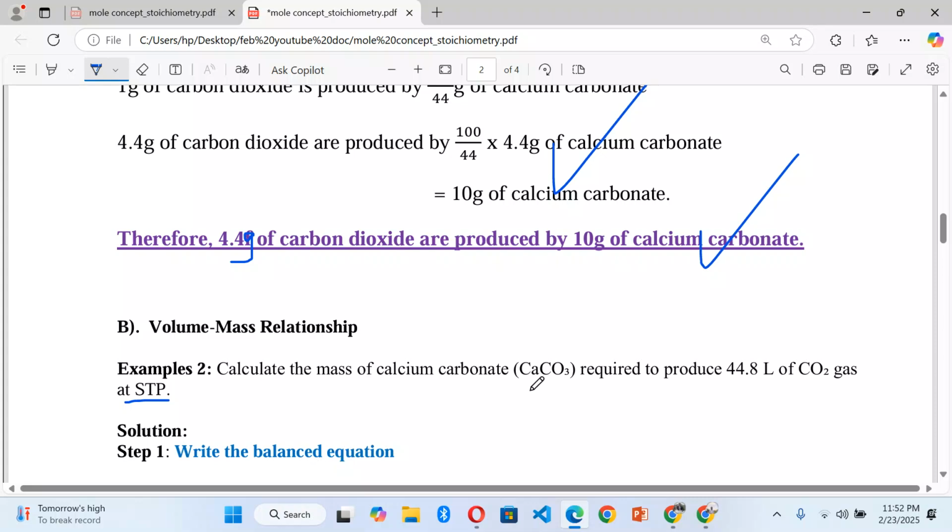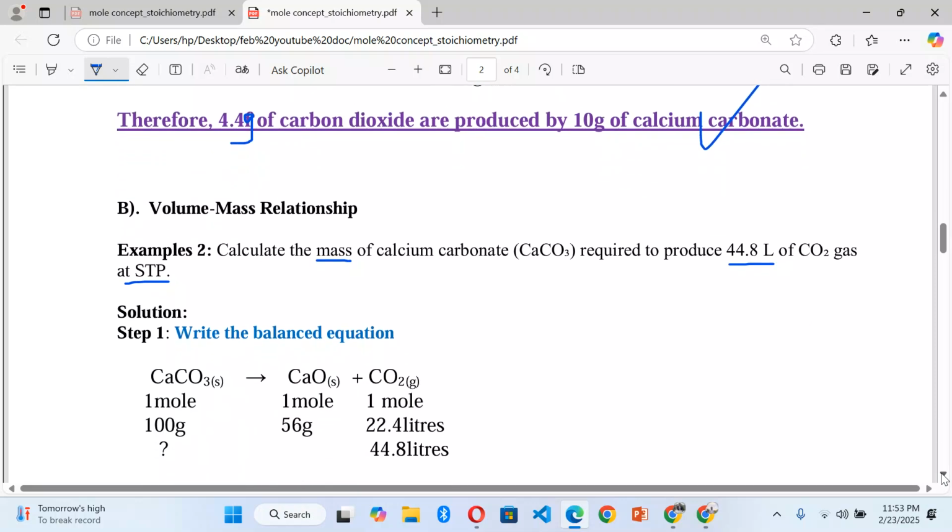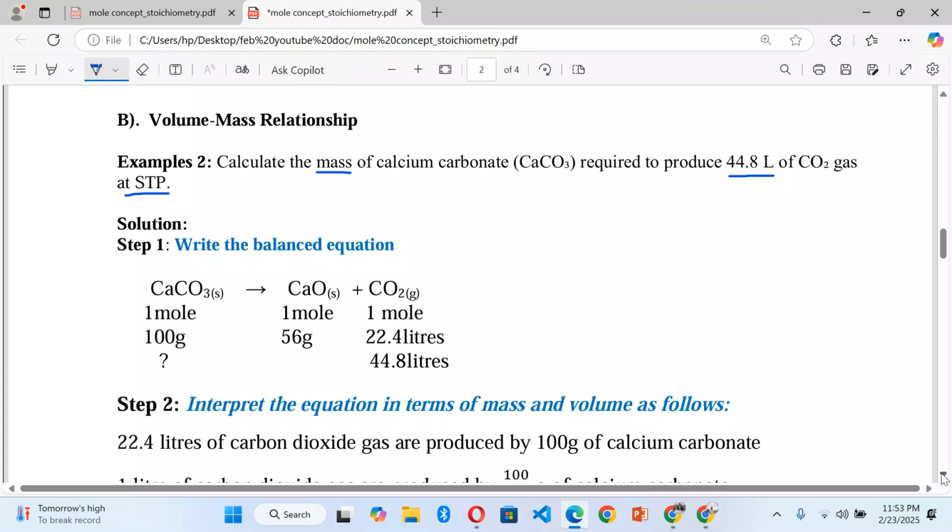So when you're given such, if you look at this question, by the way, it is almost similar to the previous, but the difference is that in the first example, we had the mass of carbon dioxide, but in this case, they have given us the volume of carbon dioxide. So how can we relate the mass? Because they want us to get the mass of calcium carbonate, which is required to produce this volume of carbon dioxide gas. So what do we do? So the first step is to still write the balanced equation.